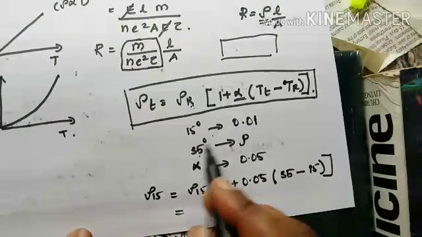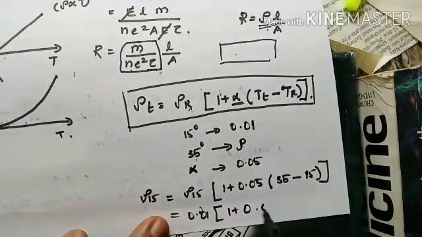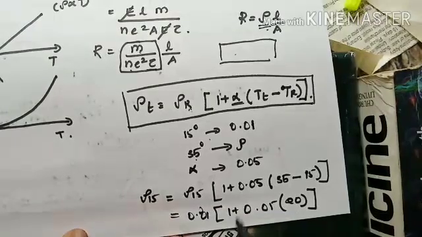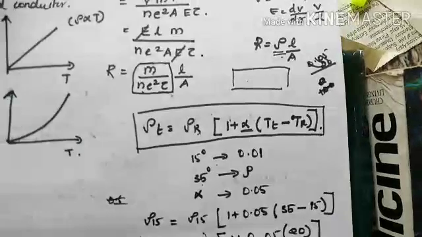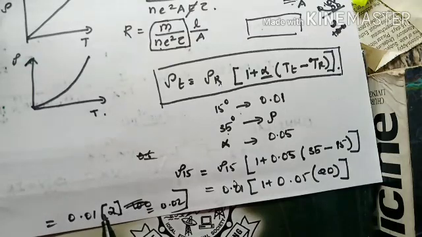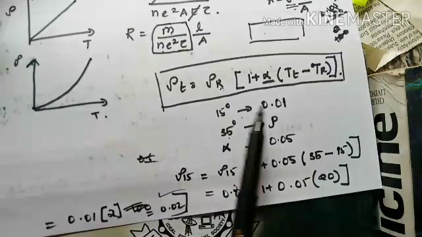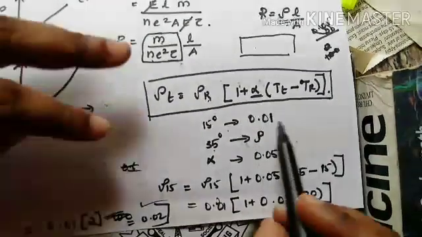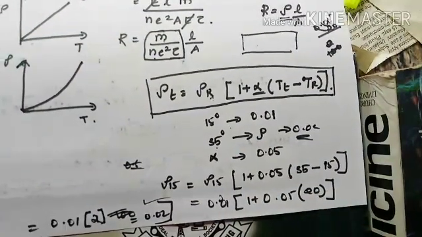Rho at 35 will be 0.01 into (1 plus 0.05 into 20). That is 1 plus 1, which is 2, and 2 into 0.01 is 0.02. So at 15 degrees Celsius the resistivity is 0.01, and at 35 degrees Celsius the resistivity became 0.02. I hope you understood why this problem was done.